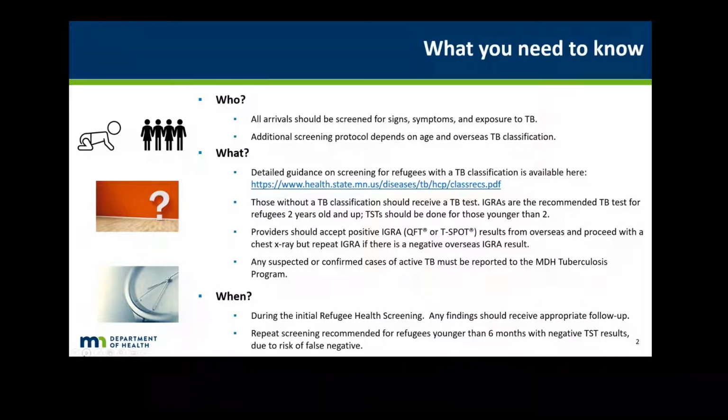Any suspect or confirmed cases of active TB must be reported to the MDH TB program. TB screening should occur during the initial refugee health assessment, and any findings should receive appropriate follow-up. Repeat screening is recommended for arrivals younger than 6 months with a negative TST result due to the risk of a false negative.